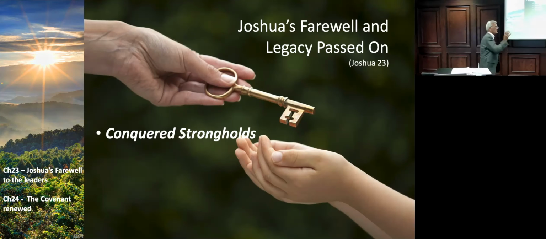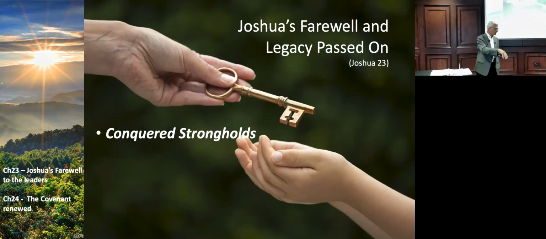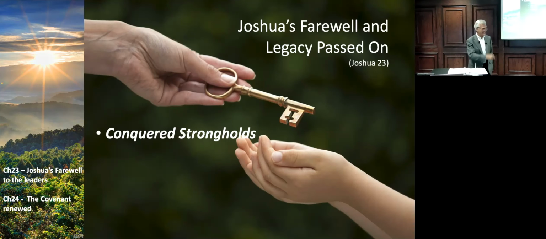Admiral William McRaven, commander of all special forces in 2014, gave a commencement address at the University of Texas in Austin. It's titled, Make Your Bed. And if you haven't heard it, get onto Google, type in Make Your Bed, and listen to that address. It is a fantastic address.